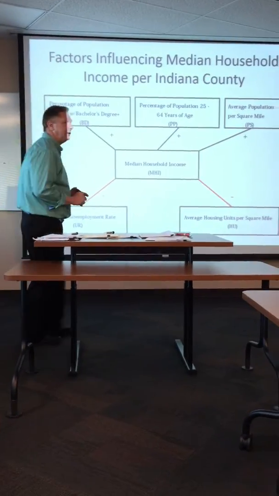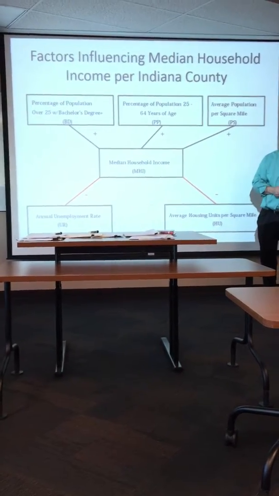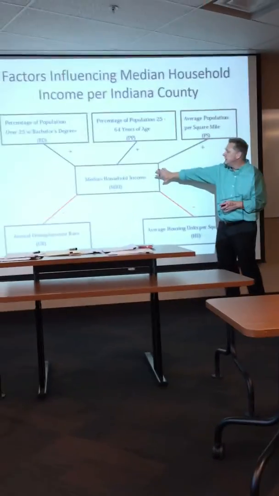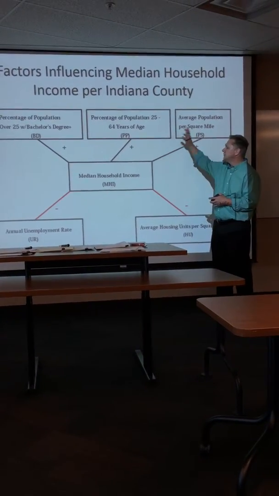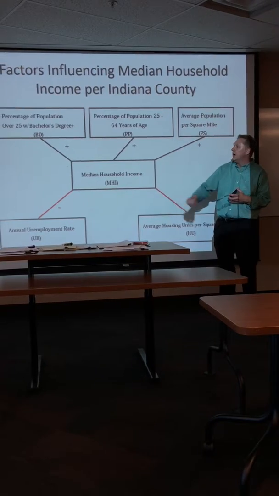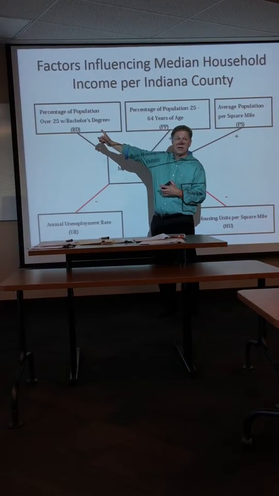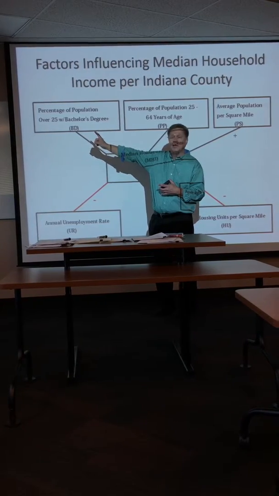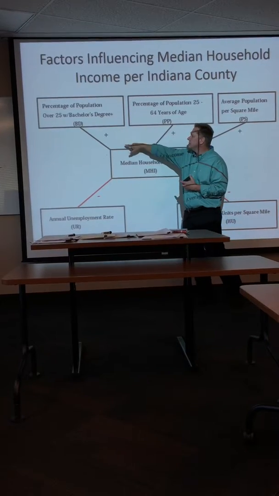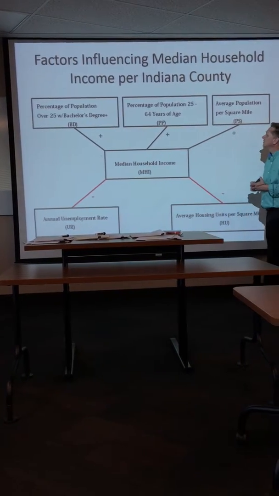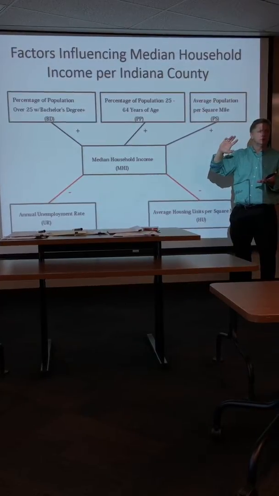My theory is this: within each of those 92 counties, the median household income, the average income, is influenced by these variables. I think that the percentage of the population living in that county that have a bachelor's degree or more makes the average income go up. So I think there's a positive relationship there. I think that the percentage of people living in that county who are of working age makes it go up.